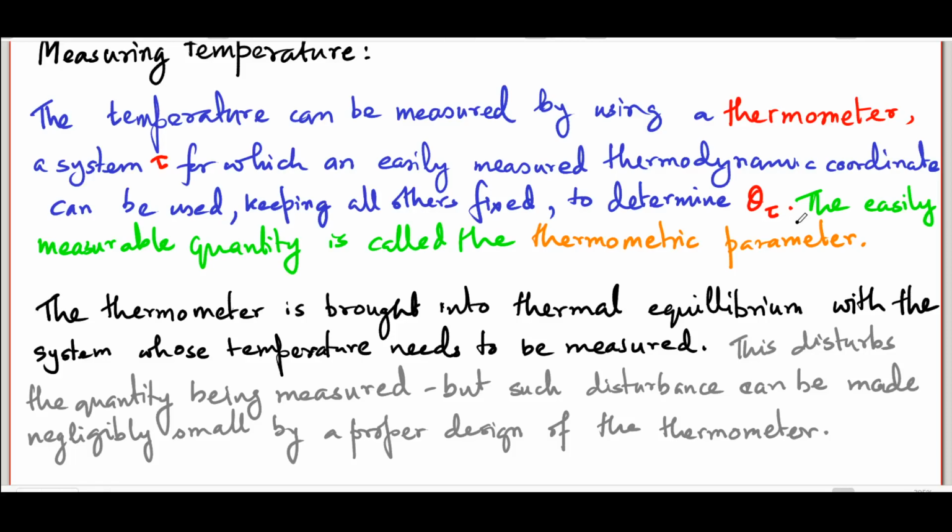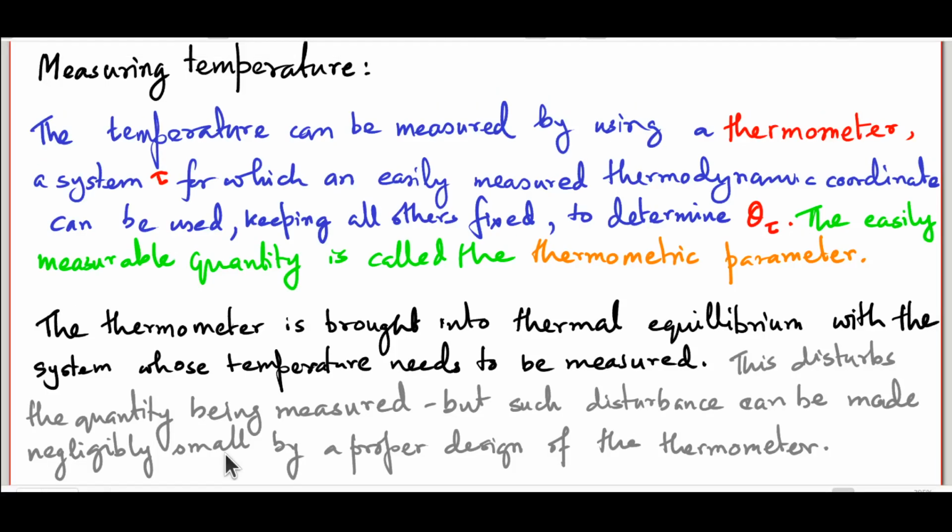Now, before we can use a thermometric parameter to determine this empirical temperature, we need to fix two things. We need to fix the size of the scale or the unit of temperature that we have to use, we also have to fix the origin of the temperature scale, the zero of the temperature, so to speak.